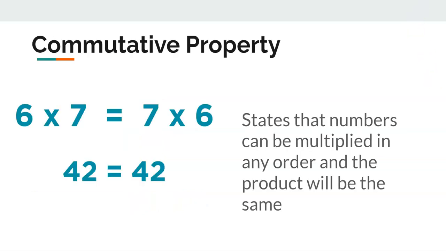What is the commutative property? So the commutative property states that numbers can be multiplied in any order and the product will be the same. The product is the answer. So the commutative property is saying that 6 times 7 is the same as 7 times 6. Let's go ahead and find out if that's true.